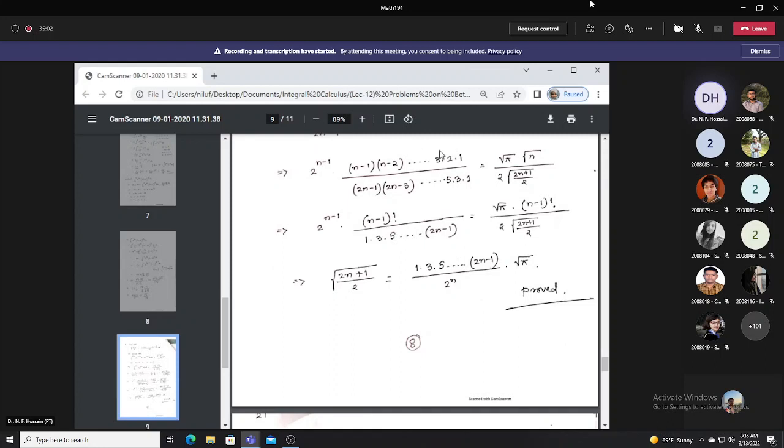It is nothing but factorial n minus 1. And in the lower side, we just write the factors from the right side: 1, 3, 5, 7 up to 2n minus 1. At the right side, this is the result. Gamma n plus 1 is factorial n, so gamma n should be equal to factorial n minus 1. So this factorial n minus 1 and this factorial n minus 1 cancel out.